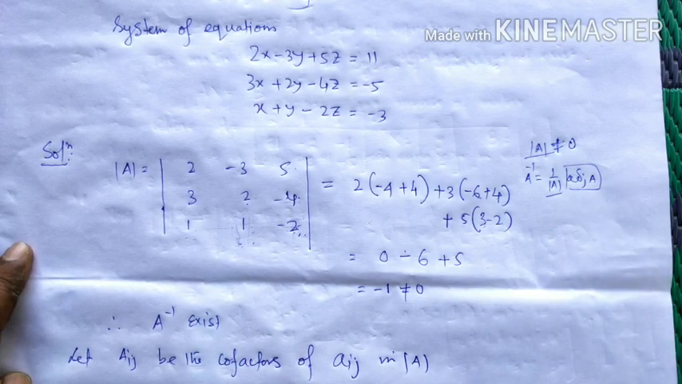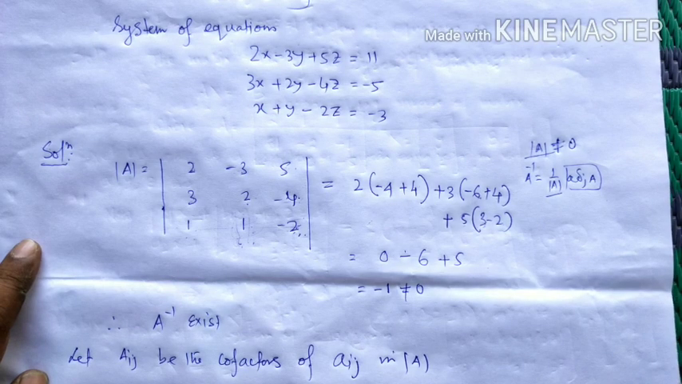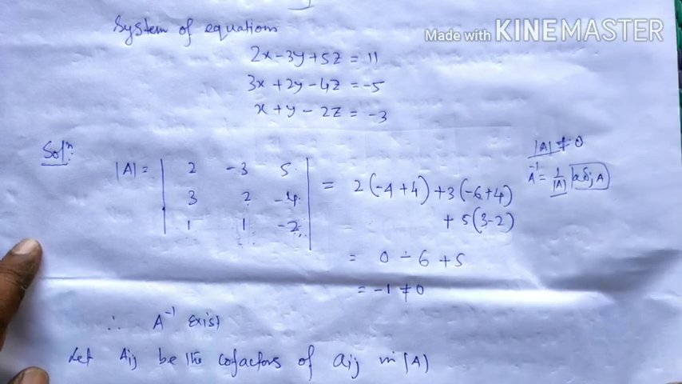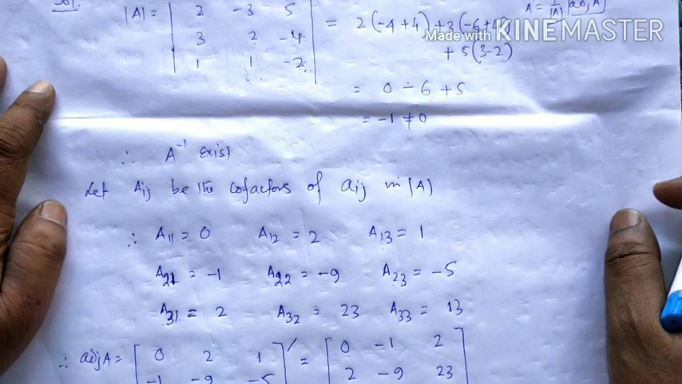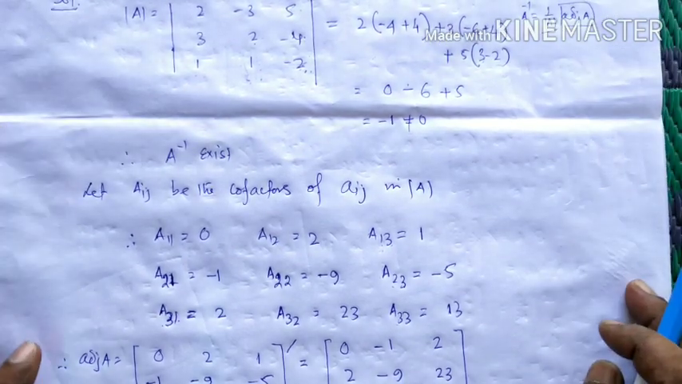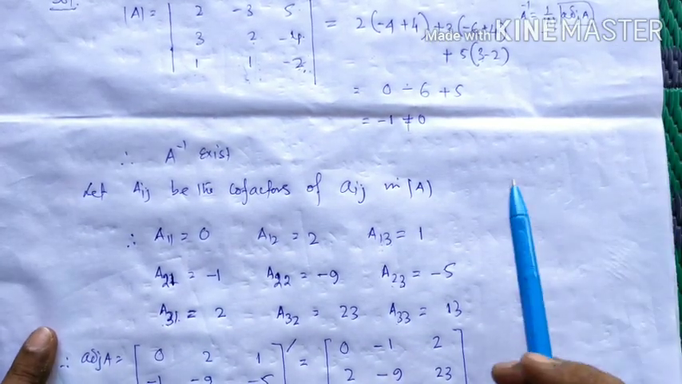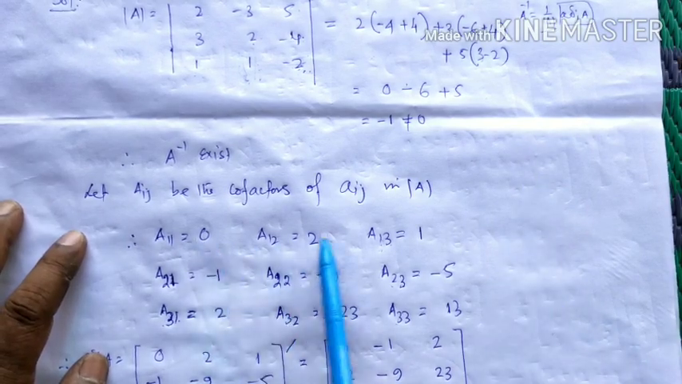To get the adjoint of the matrix, you have to know about the cofactors of every element. Let Aij be the cofactors of small aij in determinant of A. This is the statement you have to write at the beginning of the problem whenever you are going to find the cofactors. And here are the cofactors. I am not going to explain here again how you get the cofactors. Many problems are already solved, and you already know how to find the cofactors, and you can try to do that.